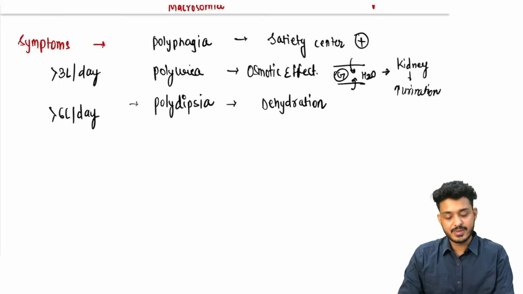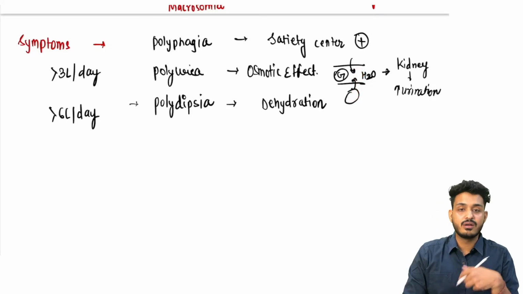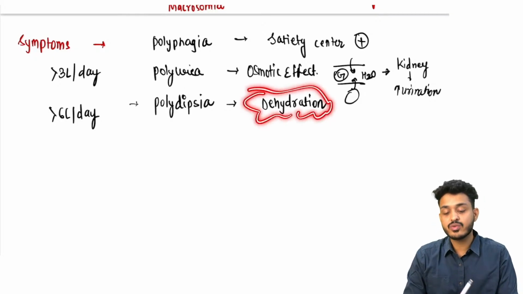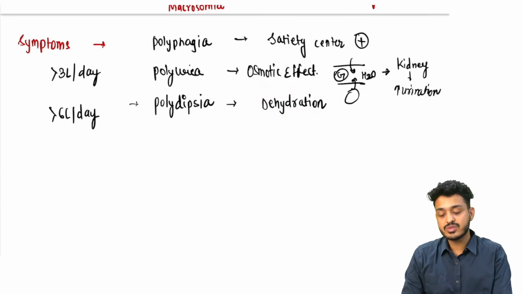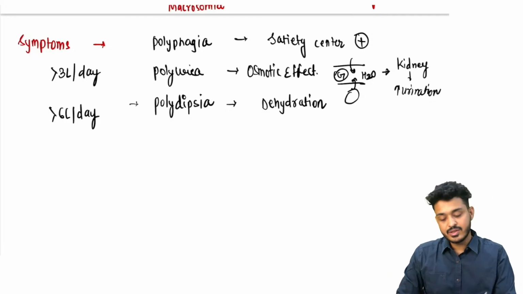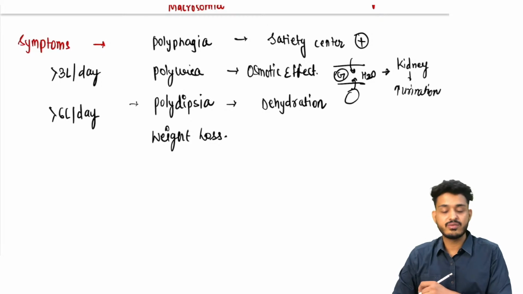Increased urination will be there, and because the water is going to get away from the cells, what will happen? These cells will get dehydrated. Your brain will be having the signaling, right? You will be having dehydration, leading to what? Polydipsia. And now this glucose is not going into the cells. How are you going to make adipocytes? You will definitely have what? Weight loss will be there.